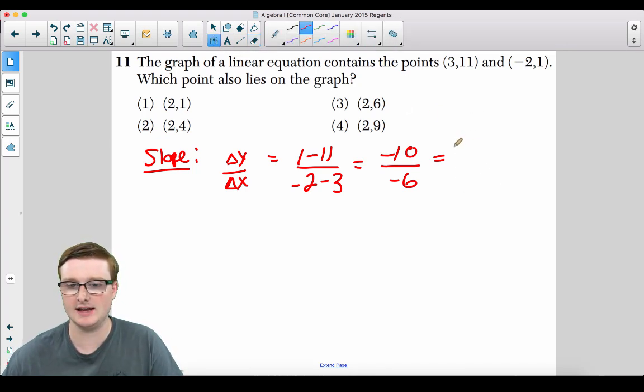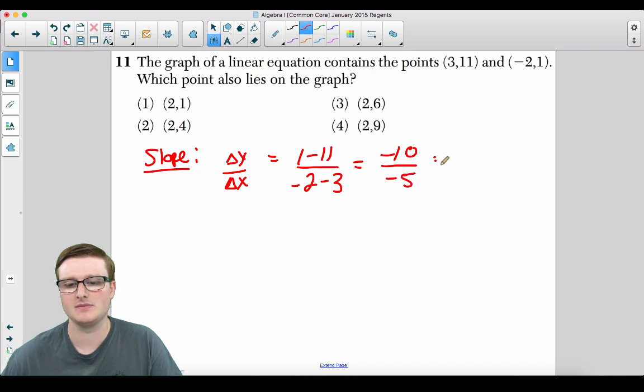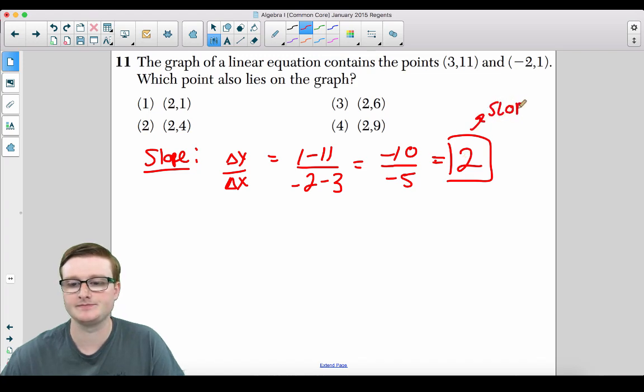Did I do change in? Yeah, change in y over the change in x. All right, so that is going to be 5 thirds. No, I'm not getting that answer. No, I'm sorry. My apologies, that should be negative 5. Now, there we go. Positive 2. I'm sorry, that didn't look right to me. All right, positive 2, that's your slope.